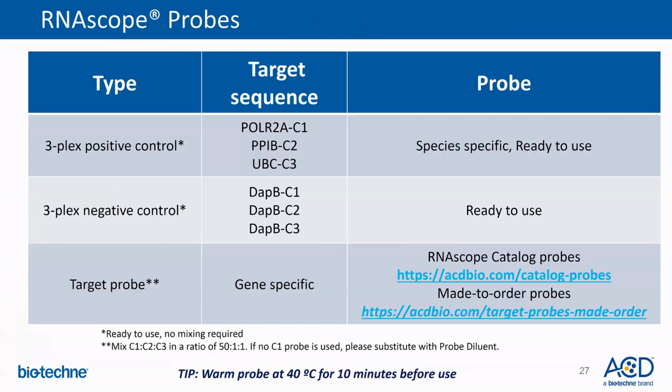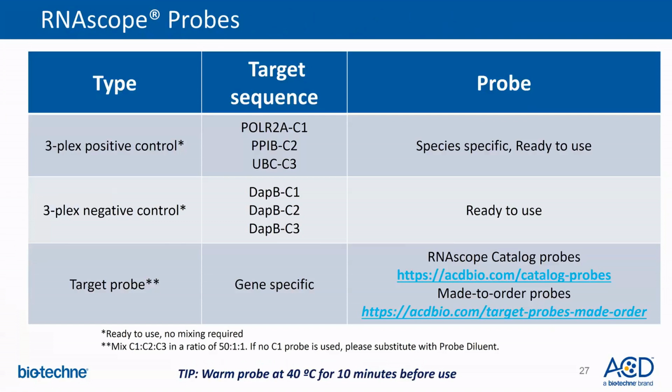The table here shows the details for the RNAscope probes. The 3-plex positive control probe consists of 3 different housekeeping genes: POLR2A in channel 1, PPIB in channel 2, and UBC in channel 3. The negative control probe is for the DapB gene, which is isolated from soil bacteria. And then you have the target probes, which are specific for the gene. You can visit the link shown in the 3rd column for RNAscope catalog probes and made-to-order custom probes.